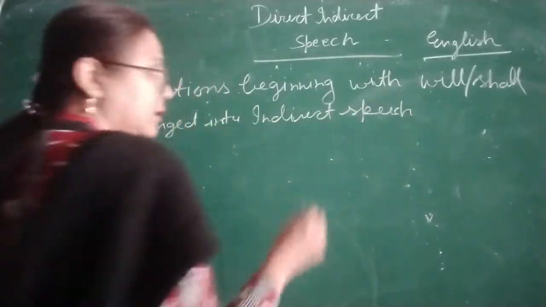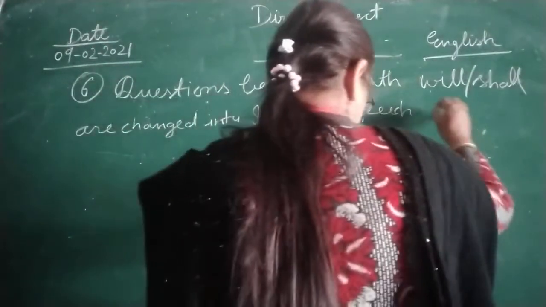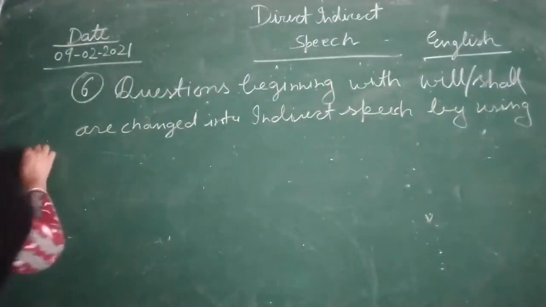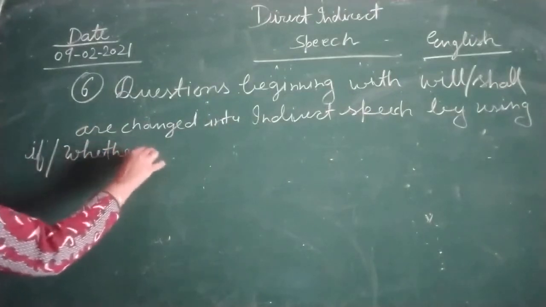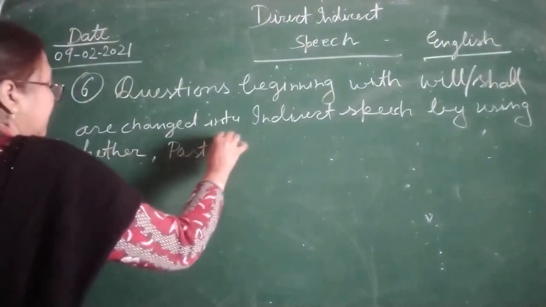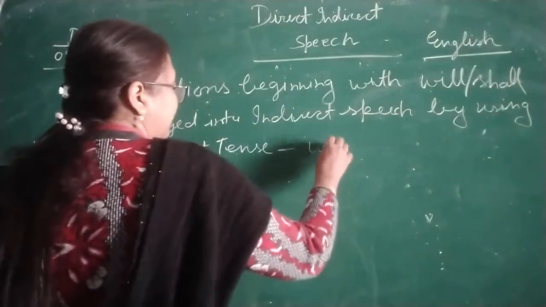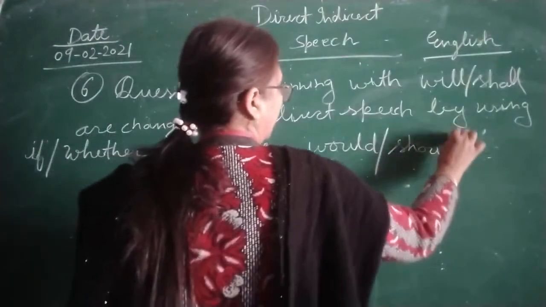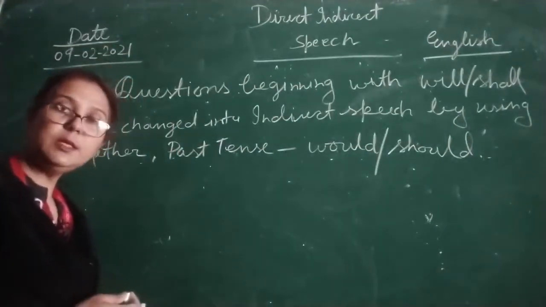what will we do here? We will write if and whether. Indirect speech by using if and whether. Or if it is written in the past tense, we will use would in place of will. We will use would and should. Okay, only this much change we will do while making our sentences.